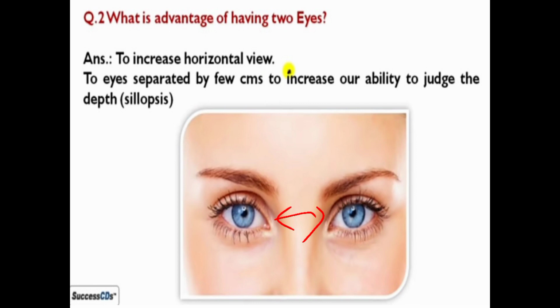It is because to increase our ability to judge the depth. If we want to see any figure or any object in depth, so this distance increases our ability to judge the depth of any object. This is called as stereopsis.